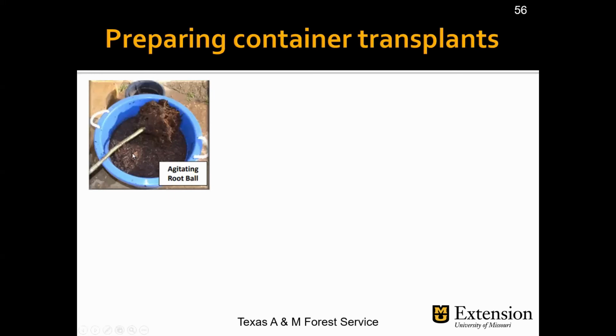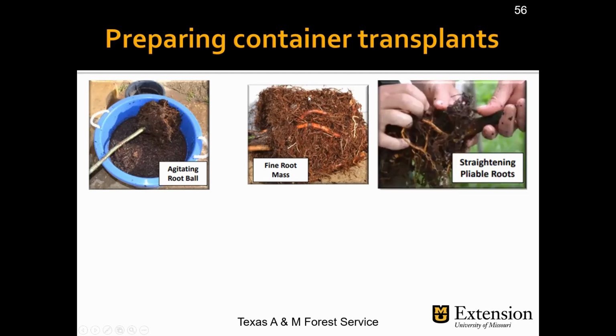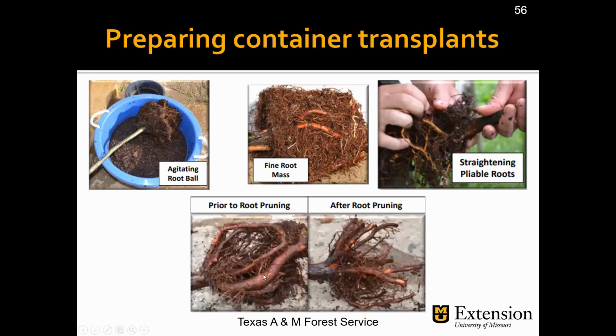The first thing is that when you get the container crop, you wash off most of the soil or the potting mix from the rootstock, and then you're going to see the fine mass of roots. You want to make sure that you straighten all the twisted roots however possible, and the roots that you cannot straighten, you want to prune them, that you cut them. It's okay. You're not going to kill the tree if you prune the roots, if you do it properly.